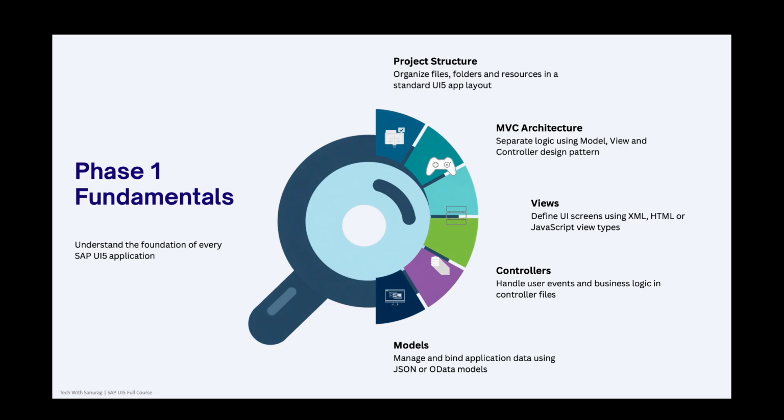The first phase is fundamentals, and honestly, this is the most important phase in the entire roadmap. One mistake I see many beginners make is jumping directly into tables, forms, OData services, and advanced UI5 development. They want to build something quickly, which is understandable, but later they struggle to understand how the application works internally. So, in this phase, focus on understanding the project structure, learn MVC architecture, understand the role of views and controllers, and understand how models provide data to the application.